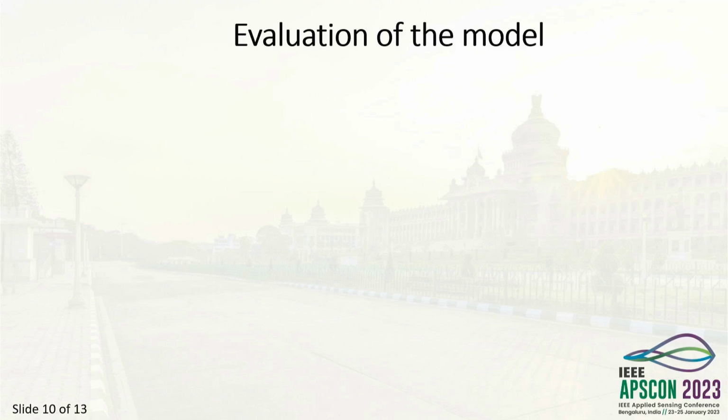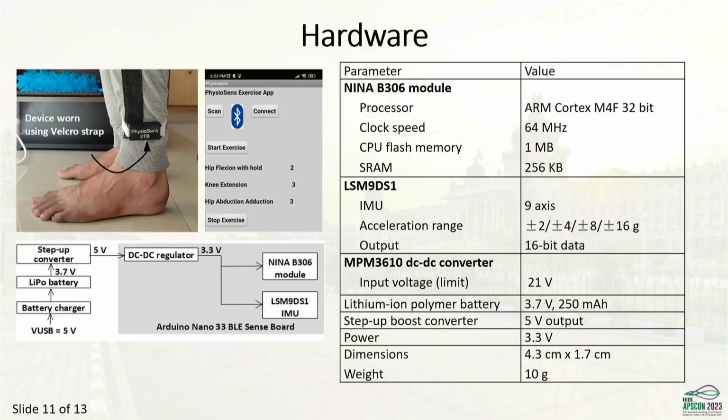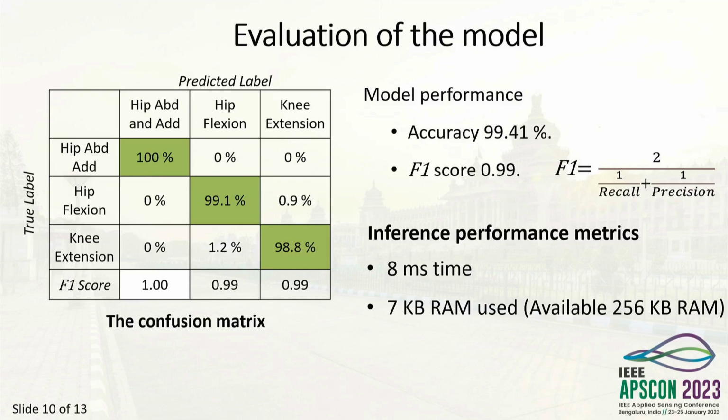The created model is evaluated using the standard tools, that is our confusion matrix, which truly shows that it can classify the exercises properly. The F1 score is around 0.99. The inference performance matrix tells us how much time it takes to do the inference on our device, which is around 8 milliseconds for the 3 exercises I have used right now. And the machine learning pipeline uses only 7 KB of RAM of the available 256 KB RAM on our board.